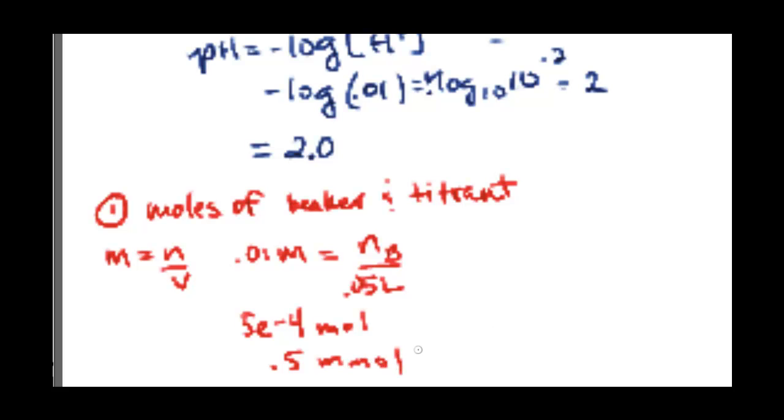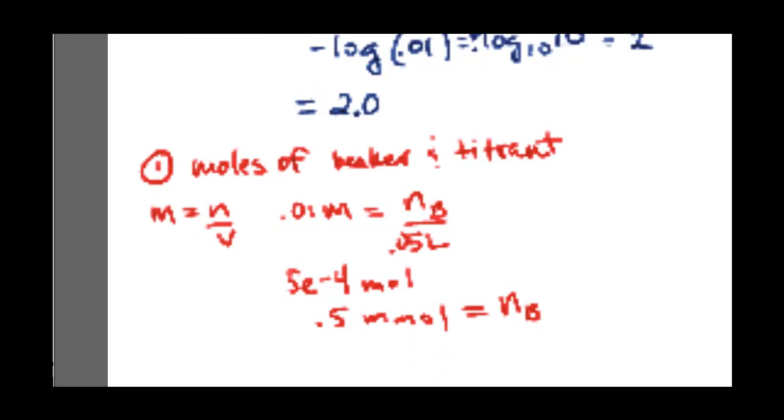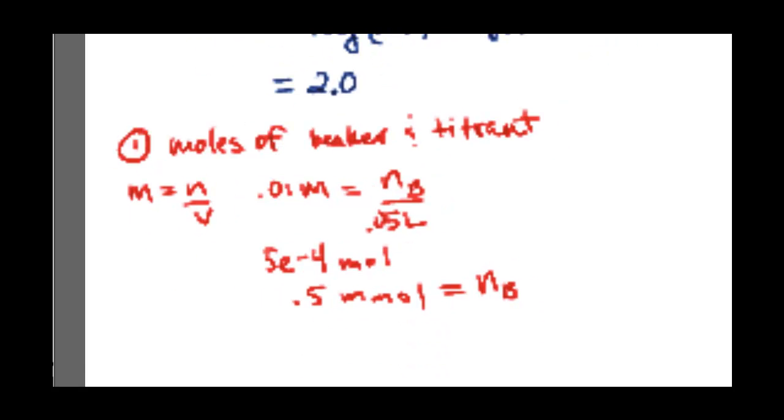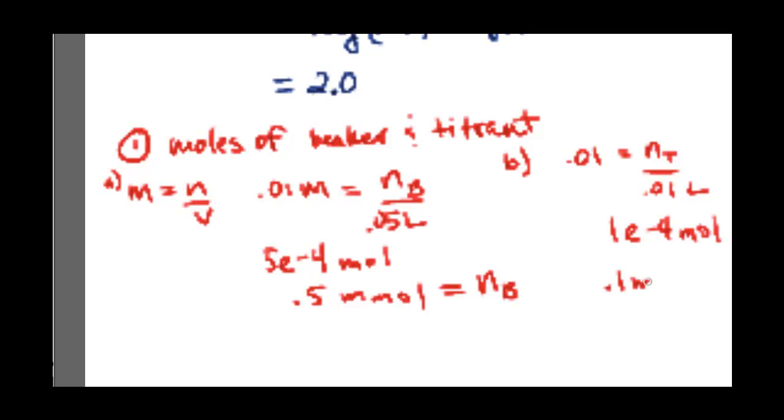Right? Still no need for a calculator, we can do all that. It's 5 with 4 decimal places. Alright, so that was the beaker. Now let's do the titrant. We have the same molarity, but we have only 10 milliliters. So this is 1e to the negative 4 moles, which is 0.1 millimole of titrant.